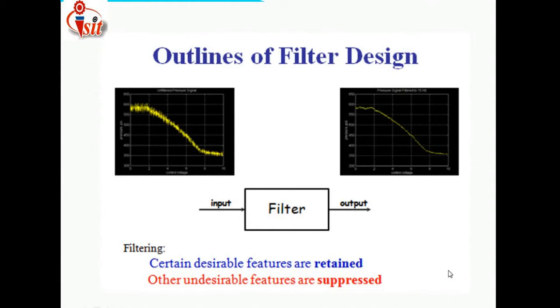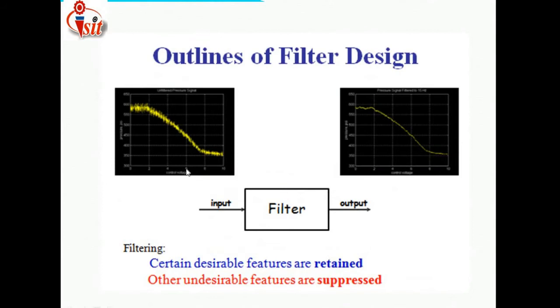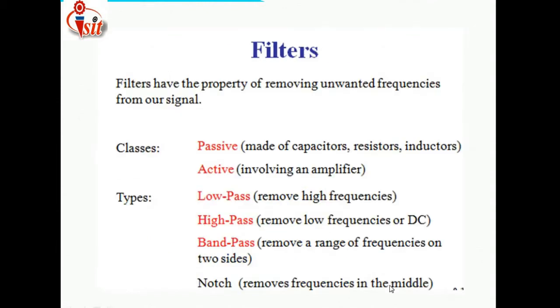See over here, desirable features, that means the straight line shown here, represented through that line. The noise that is present over here is removed in this diagram. Thus, for the filtering purpose, we apply some input signal and get the structured output from here. The other undesirable features are suppressed.